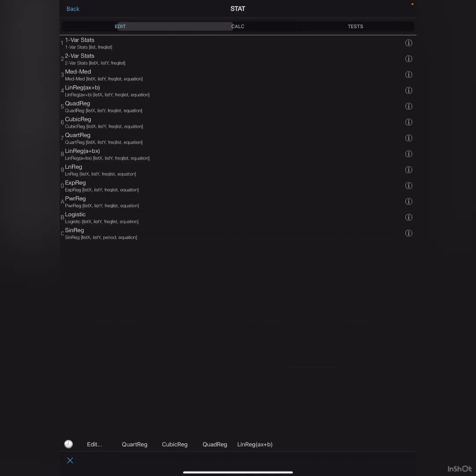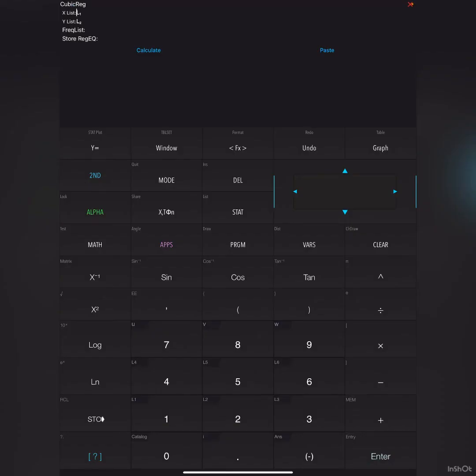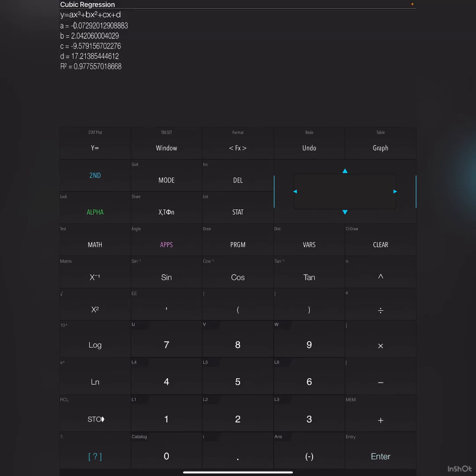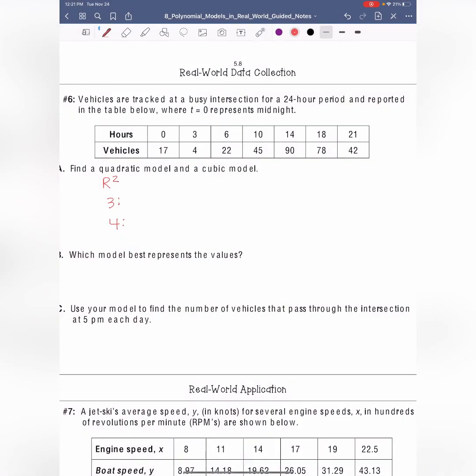So we're going to go to stat, calculate, and we're going to start with the cubic. Again, we're in list 1, list 2, so type those in. We're going to calculate. Right now we just want that r squared value. It's 0.97755. That's what we'll write. You want a lot of decimals because some of these will be really close and similar to each other. Okay, so that's for the cubic.